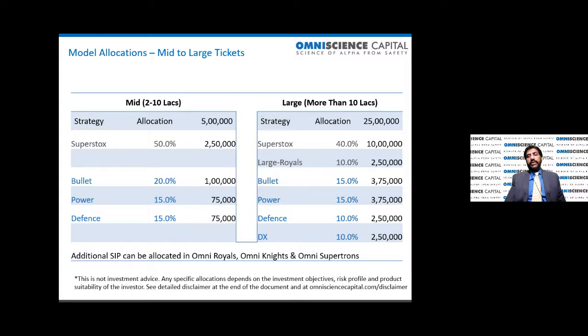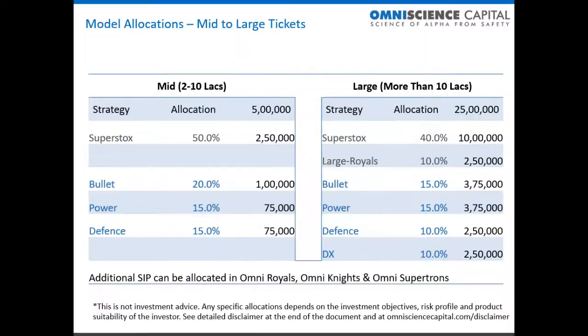Similarly, for a 10 lakh or more portfolio, so let's say a typical 25 lakh rupees allocation, super stocks 40% or 10 lakhs, Royals 2 lakh 50,000, Bullet Train 3,75,000, power 3,75,000, defense 2,50,000, and digital transformation DX 2,50,000.